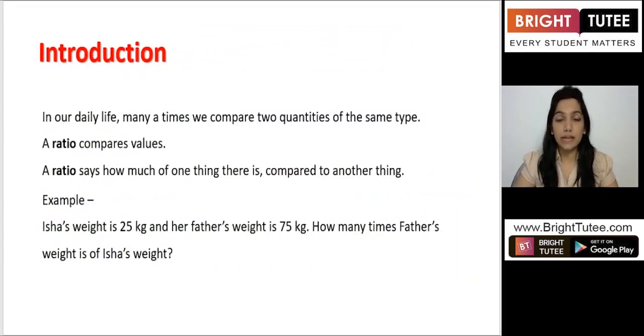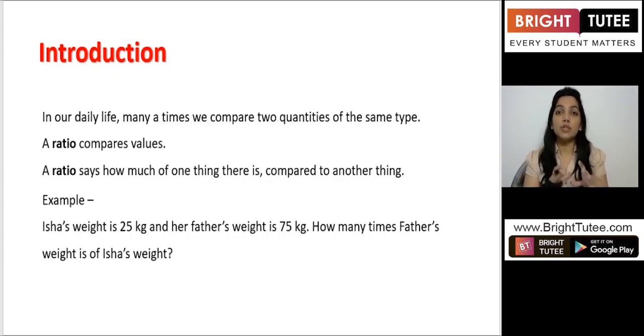In our daily life, many a times we compare two quantities of same type. A ratio compares values. A ratio says how much of one thing there is compared to another thing. For example, say I have got 20 chocolates and you have got 40 chocolates. So how can we say this in general terms? We can say you have got twice as many chocolates as I have got.